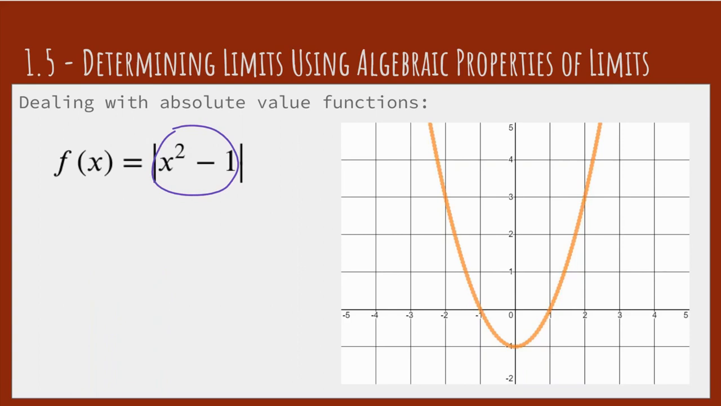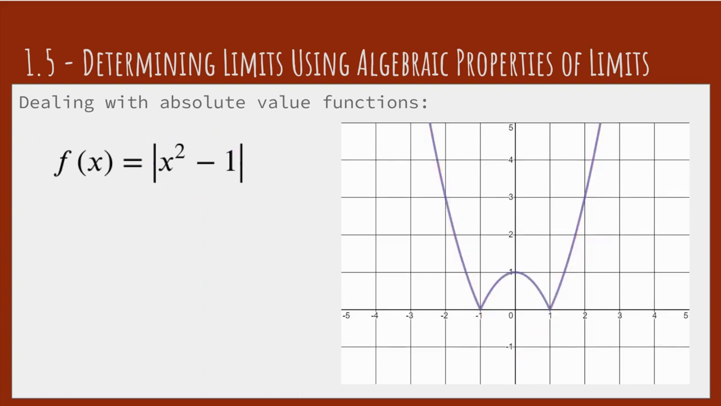So this function is going to be exactly the same anywhere the function is positive, so here and here. But where the function is below the x-axis, we get negative values, and an absolute value is going to flip that. So anywhere we get a negative value, say here at (0, -1), becomes (0, +1). So all this stuff below the x-axis is going to flip over, and it's going to look like that.